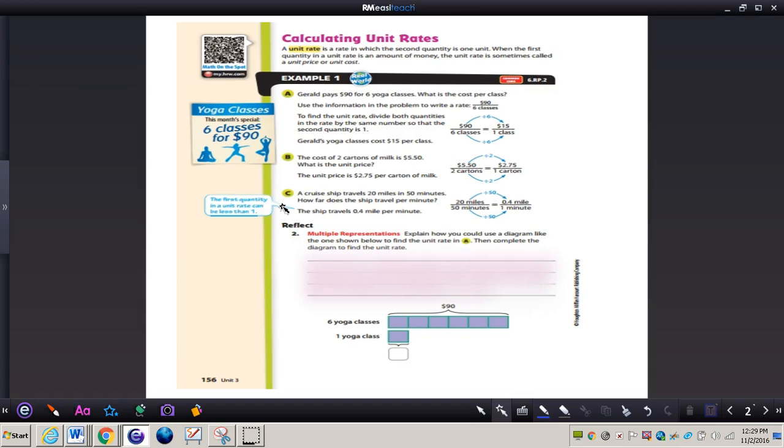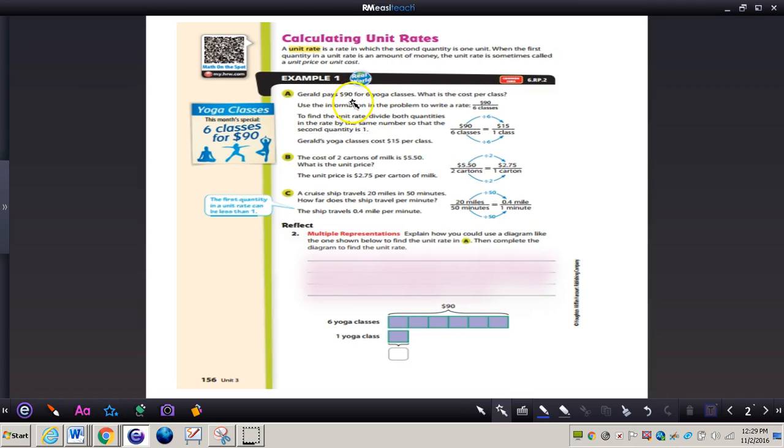So we got a little sneak peek to unit rates on 155. And when the first quantity in a unit rate is the amount of money, the unit rate is sometimes called a unit price or unit cost. Okay, so for example, let's take a look at example 1A. It says Gerald pays $90 for 6 yoga classes. What is the cost per class?